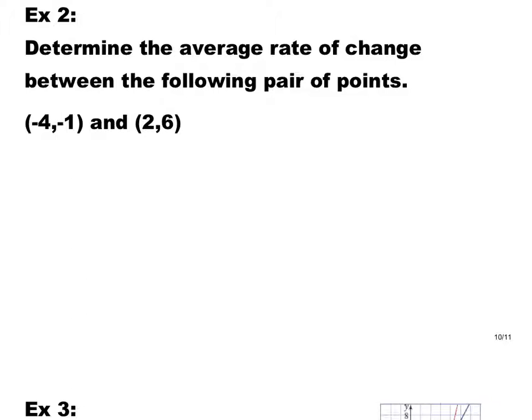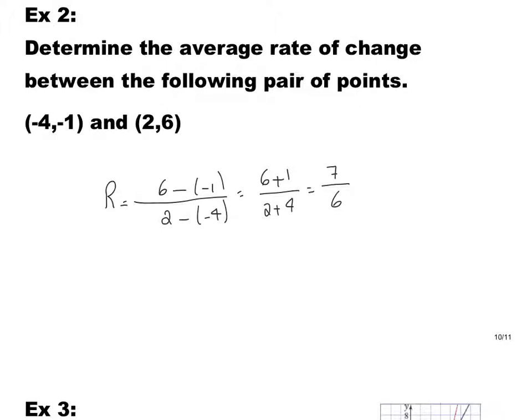The next question is for us to find the average rate of change between the following pair of points, -4 and -1, and 2 and 6. Very easy. We are going to say that the rate of change is 6 minus -1 divided by 2 minus -4, which is 6 plus 1 over 2 plus 4, which is 7 over 6, and we can just leave it as 7 over 6, the rate of change.